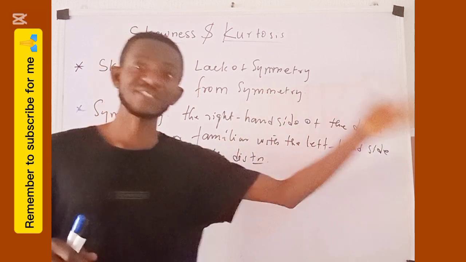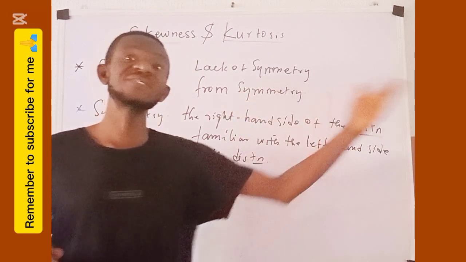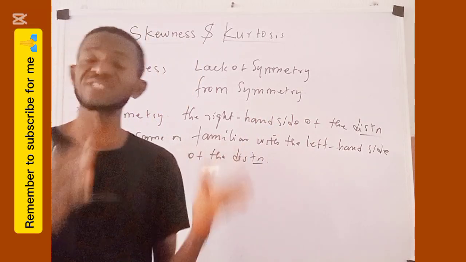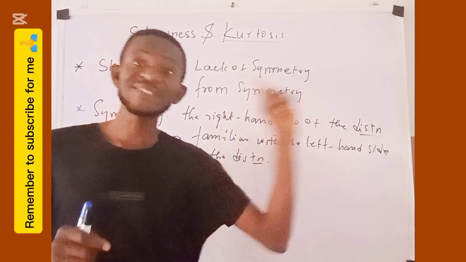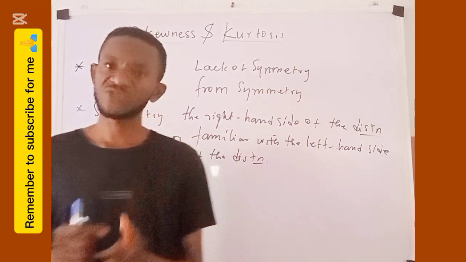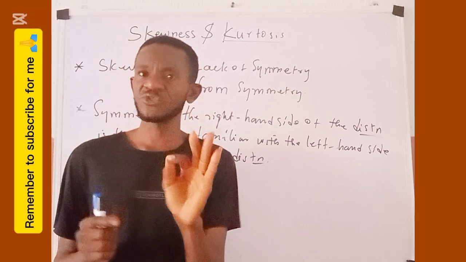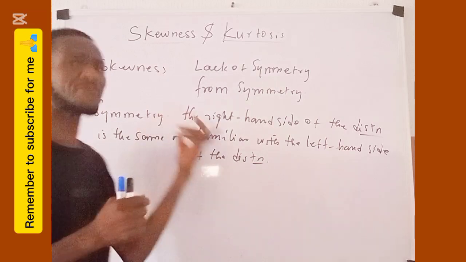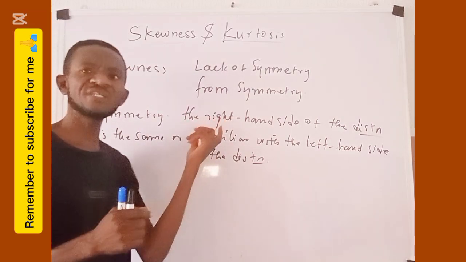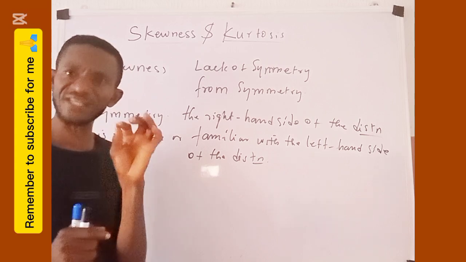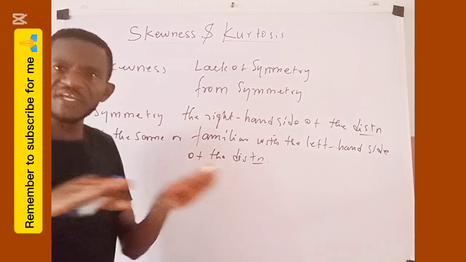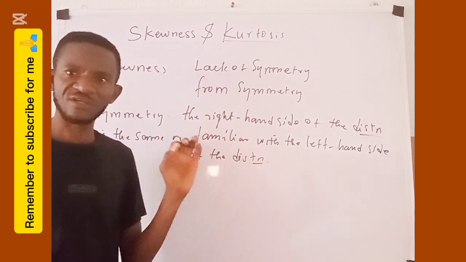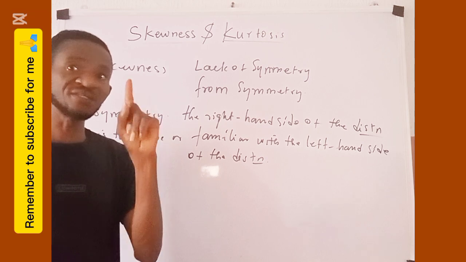When the right-hand side, or what we call the right tail of the distribution, is similar to the left-hand tail of the distribution, we say that that data set or that distribution is symmetrical. Now, what happens when this condition is satisfied by a distribution? That is, what happens when a distribution is symmetrical? The following are the conditions that we see when a distribution is symmetrical.